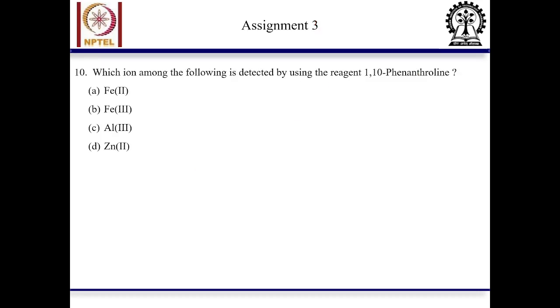Now the last question is: which ion among the following is detected by using the reagent called 1,10-phenanthroline?